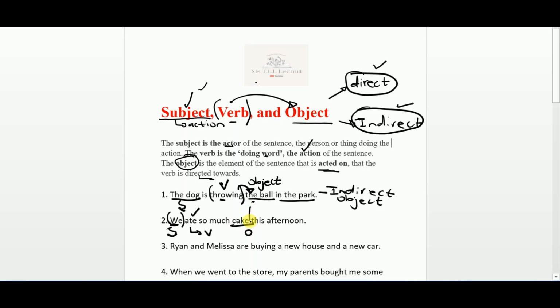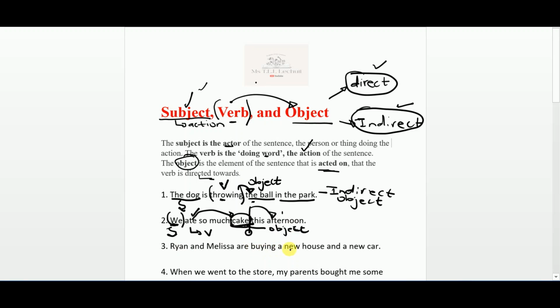Now the question again can be, when did we eat this cake? This afternoon can become our indirect, but the most important or the most relevant object will become what? The cake, because it is the first word that is affected by the action of the verb, which is to eat. What did we eat? We ate a cake. So the word cake here becomes our direct object. Direct object.